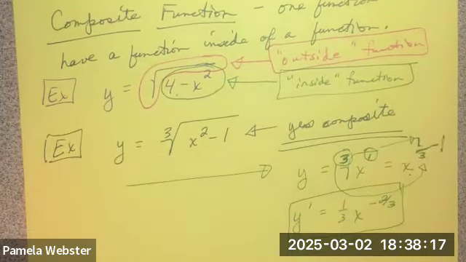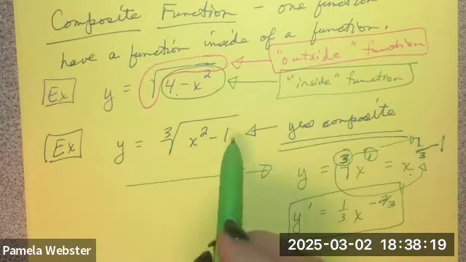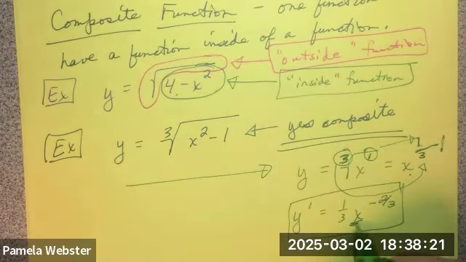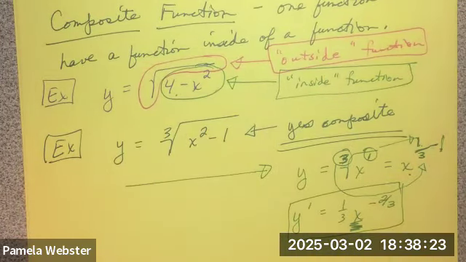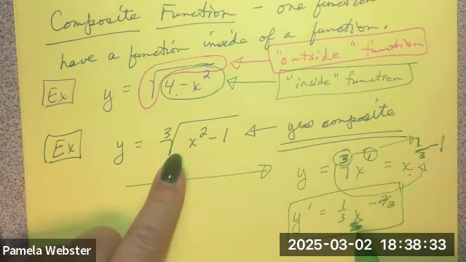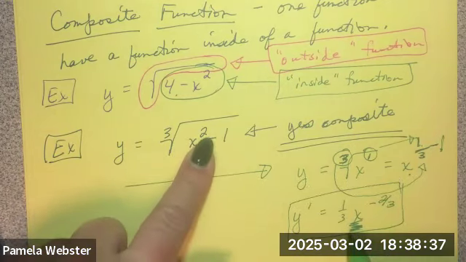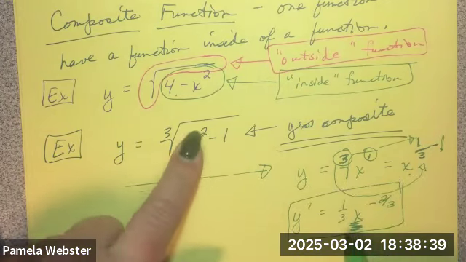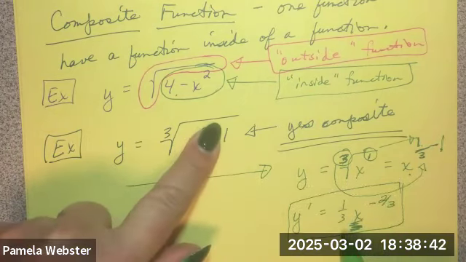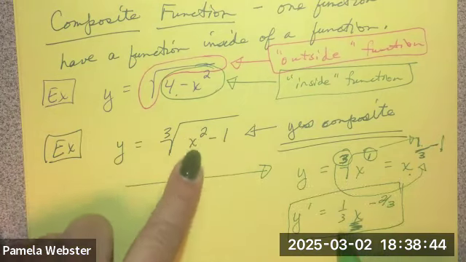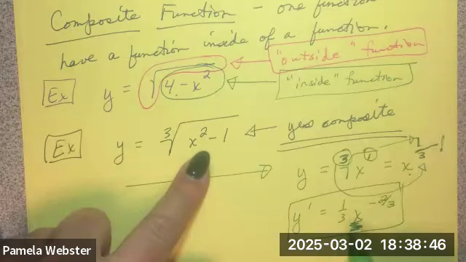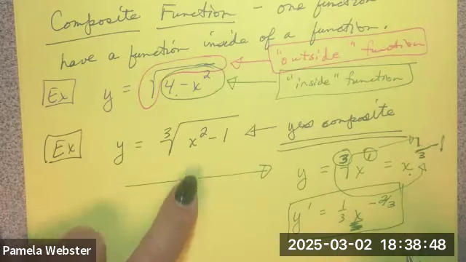Okay. The problem is that I've got other stuff inside of here. Inside of that, it's not just x, it's x squared minus 1, right? And so doing this right here, it's a start, but it doesn't address the fact that I've got this inside guy going on. Okay. So that's what we're going to work on today. If it was just x, we'd probably be okay.